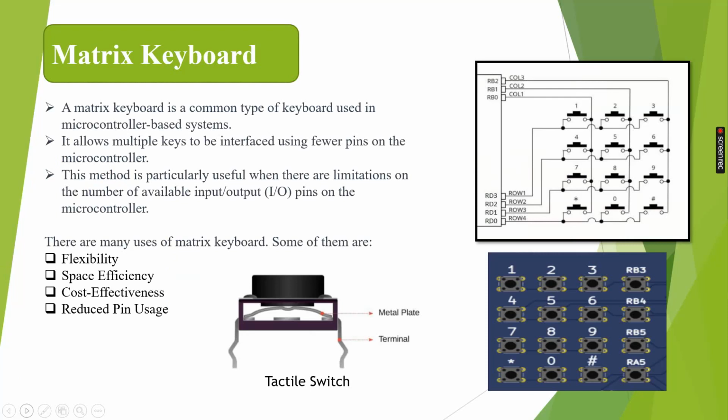And my friend continues. Matrix keypad. Matrix keypad consists of mainly tactile switches, in which a tactile switch consists of a metal plate and terminals. When we press the tactile switch, it acts as an input signal for the system and gives the output based on the specified particular input. We are selecting these matrix tactile switches due to their flexibility, space efficiency, cost effectiveness, and reduced pin usage.